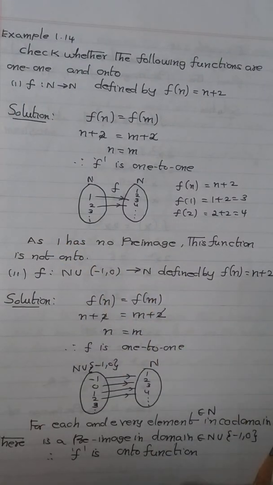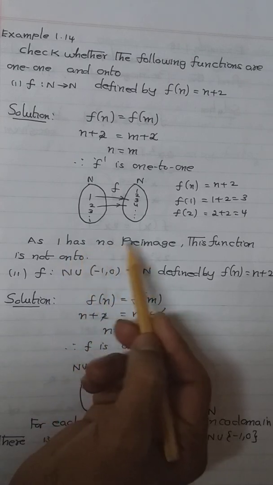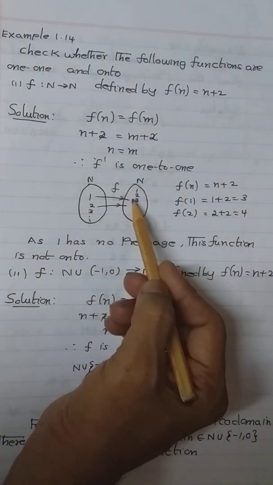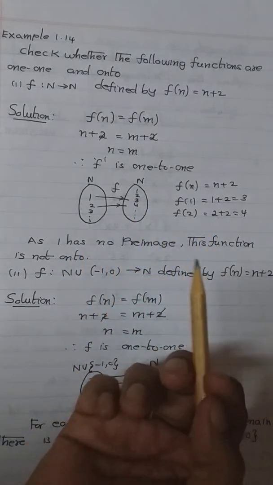Like that also you can tell. So therefore it is not onto function. Since 1 has no pre-image, and 2 certainly has no pre-image. Okay, at least one reason you should tell.